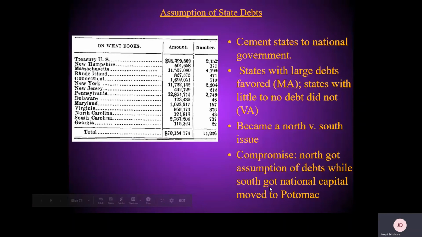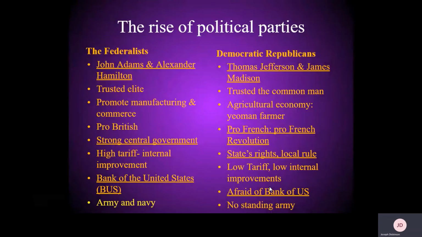All right, so the rise of political parties, and this is the last thing. Now, if I've underlined it, you need to underline it or star it. So the Federalists, you've got John Adams and Alexander Hamilton. They are your Federalists. They've been Federalists since day one. They've been doing it since the beginning.